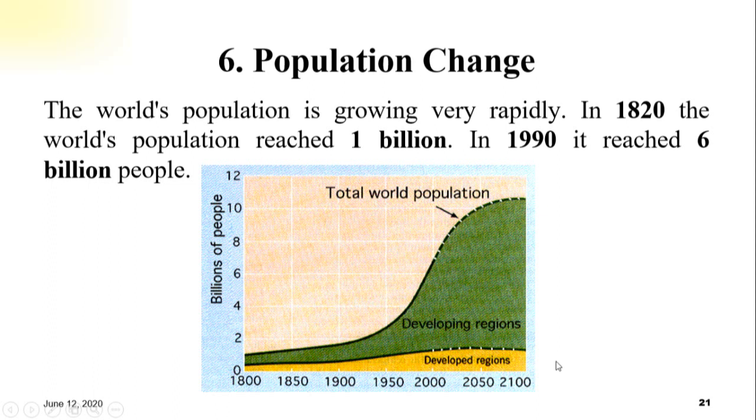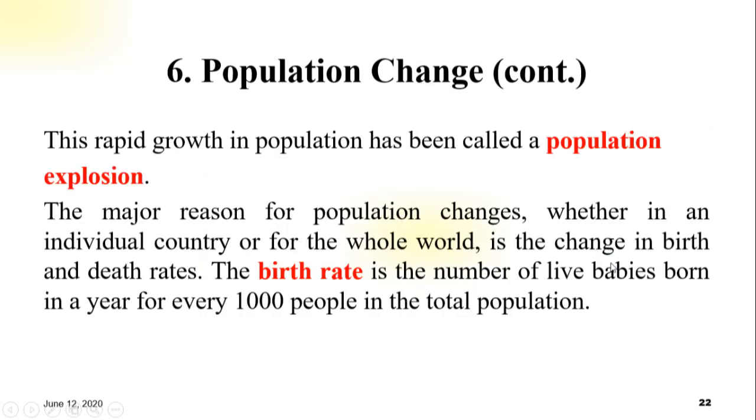Now please look at this graphic. This part talks about billions of people. We start from 0 to 12 billion, and this one talks about the years from 1800 until 2100. Now we choose only 2 points. In 1820, it reached 1 billion of population. And in 1990, it reached 6 billion people, right? This is the total world population. This graphic is easy for you all to understand. Now move to one more part of population change.